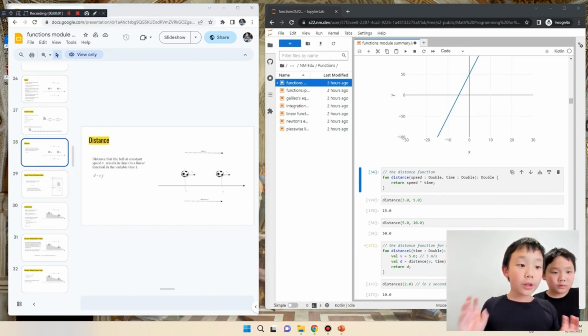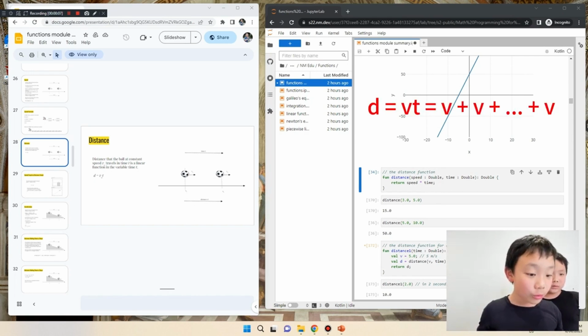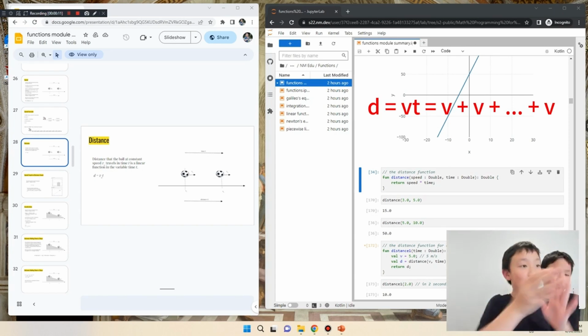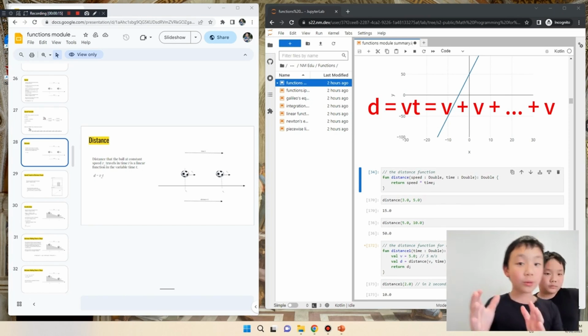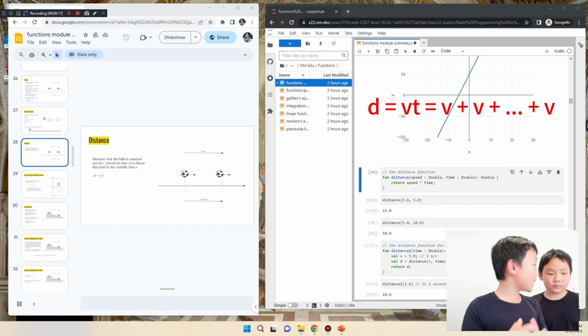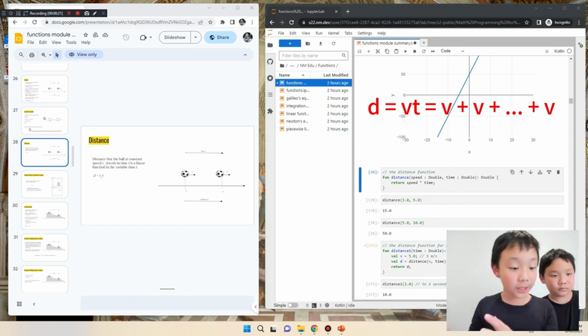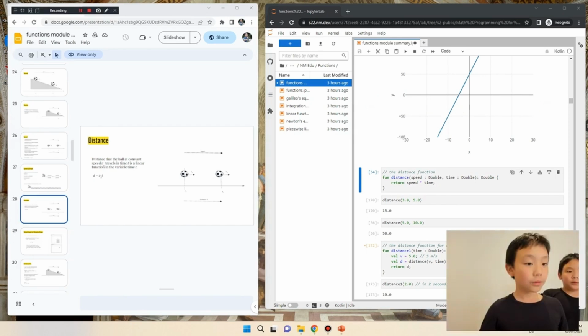And also, the distance is basically the accumulation of speed over time. D equals V times T means V plus V plus V plus V, T times. And V is velocity, or speed. So it's basically accumulating the speed over time.